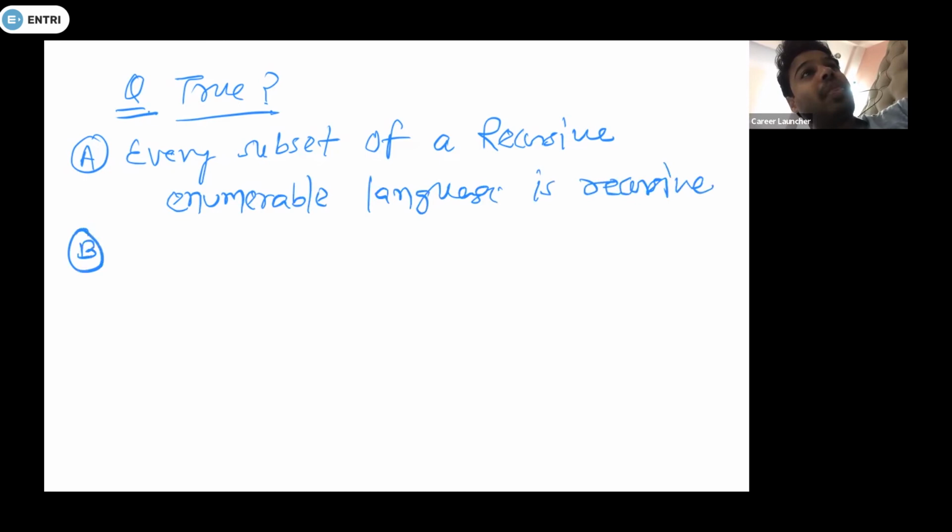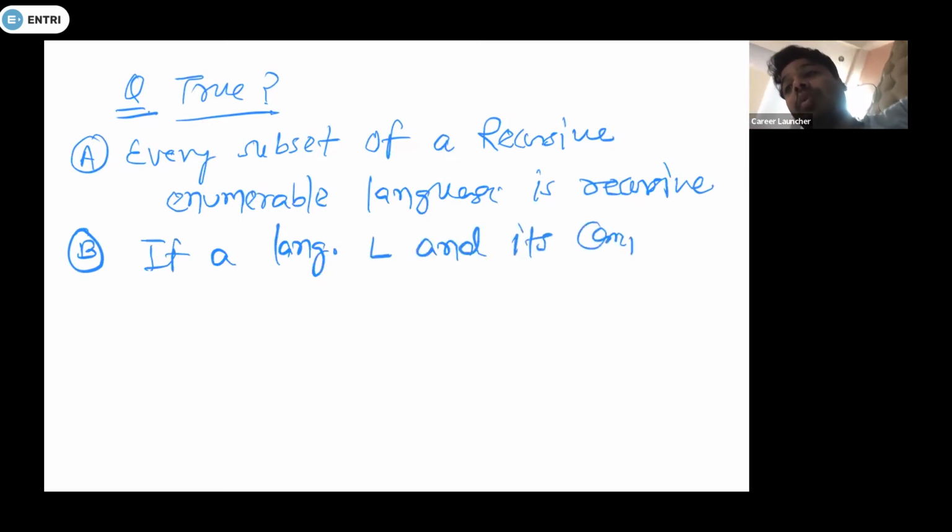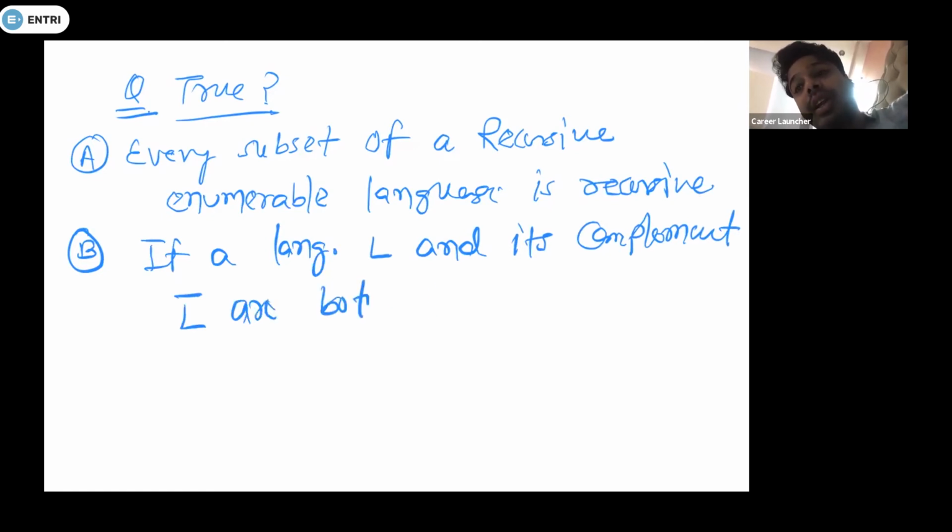B: if a language L and its complement L bar are both recursive enumerable languages (REL means recursive enumerable language), then L must be recursive.